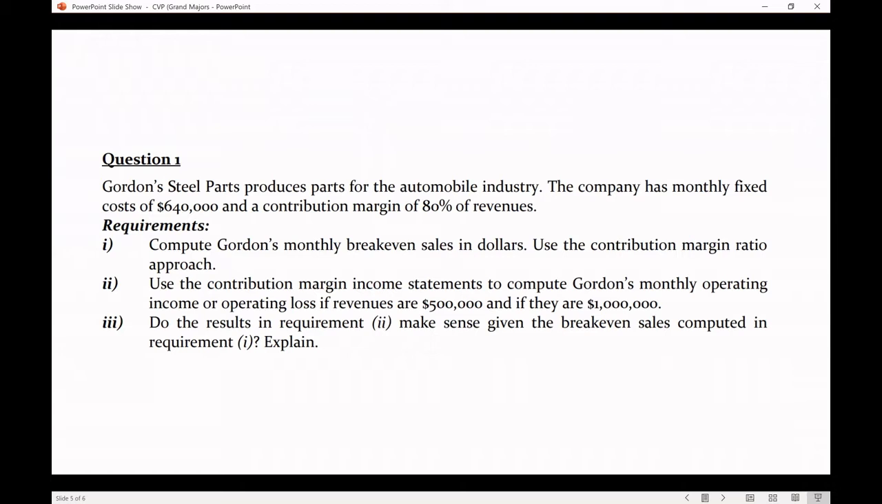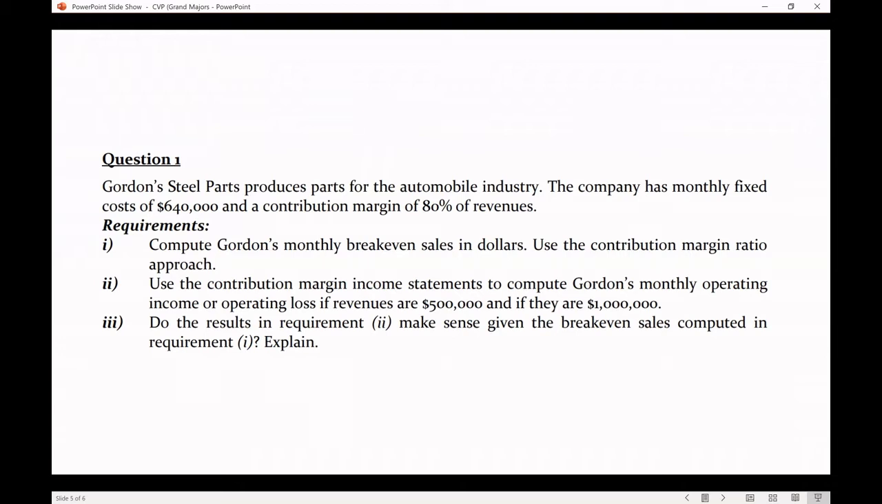Again, part 2: use the contribution margin income statement to compute Gordon's monthly operating income or operating loss if revenues are $500,000 and if they're $1 million. So here we have 2 scenarios. Are we going to be making a loss or an operating income if revenue is $500,000, or if it's $1,000,000? So we'll be looking at that.